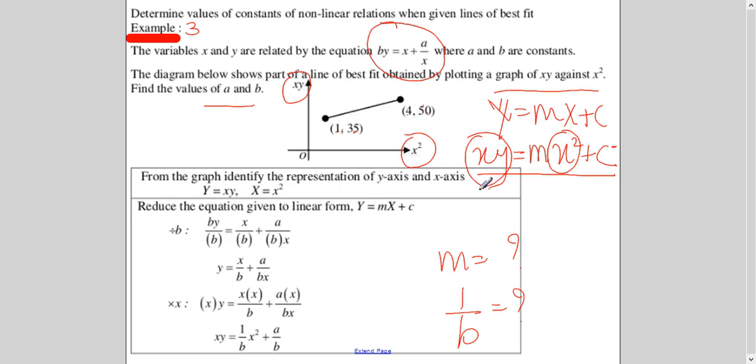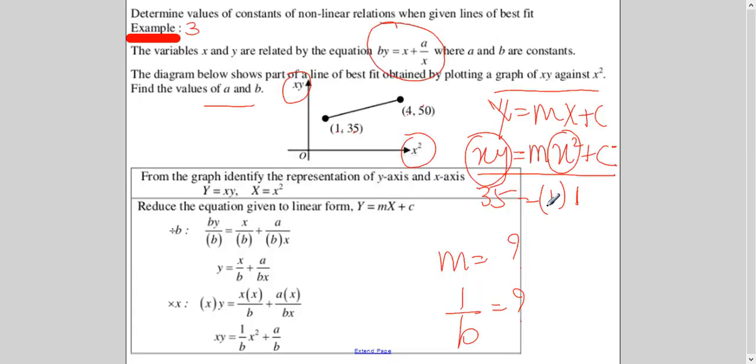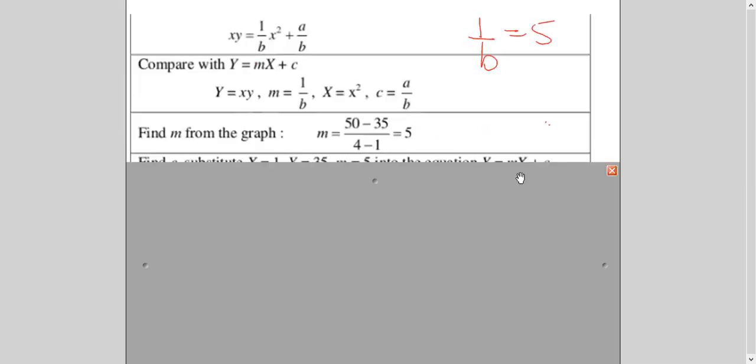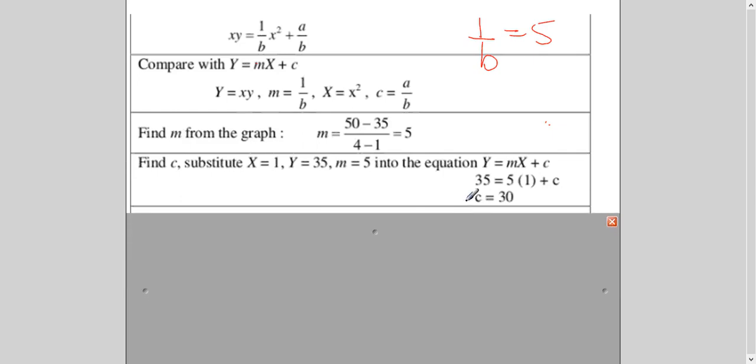Suppose I take this point. I will write here 35, and here 1. The gradient I have just found, what was it? It was 1 over 5. I can write 1 over 5 and I will get my c. So let's do it. They have done it here, so they found c.